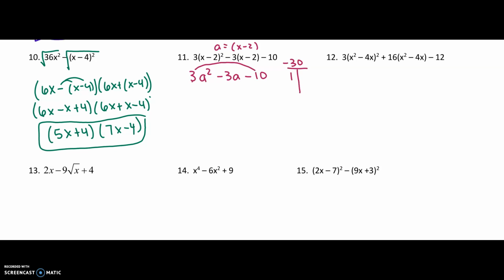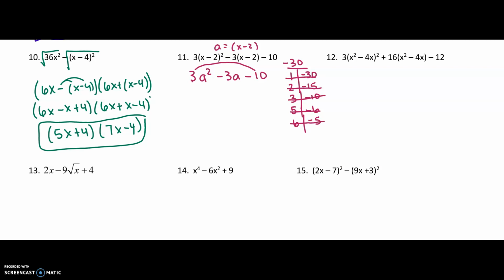So start with 1. 1 and negative 30. That does not add up to negative 3. 2, negative 15. Again, not adding up to negative 3. 3 and negative 10. Again, does not add up to negative 3. 4 does not divide evenly into 30. So skip to 5. 5 and negative 6. That does not add up to negative 3. And then I'm at 6 and negative 5, which I've already pretty much done. When I get to the same numbers again, I know I'm finished.